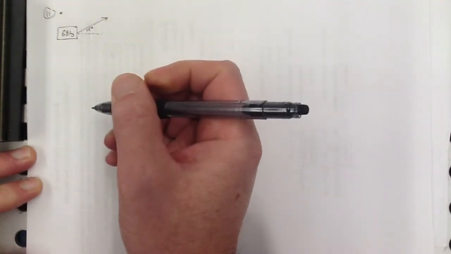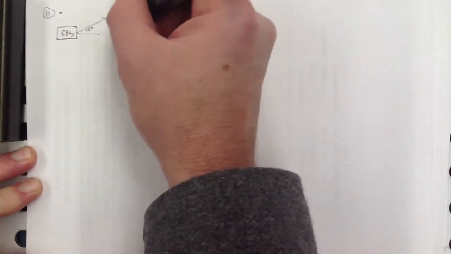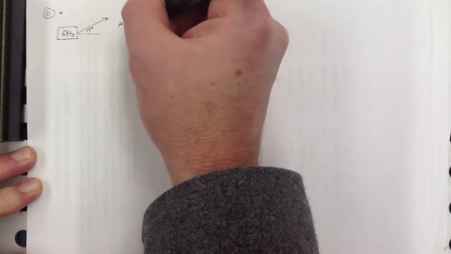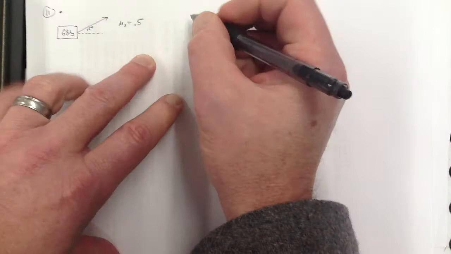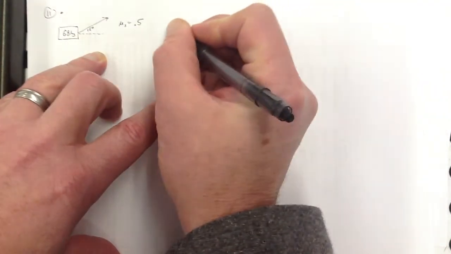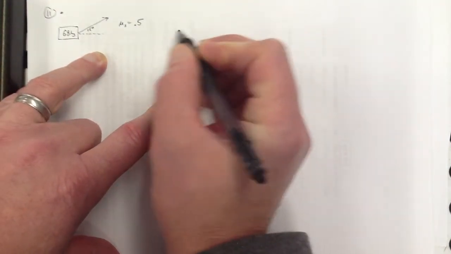68 kilograms. And the coefficient of static friction is 0.5. What's the minimum force to get it moving? All right, I think we need ourselves a force diagram.